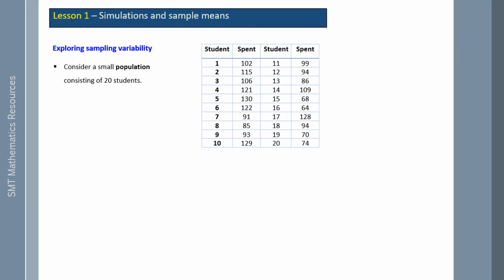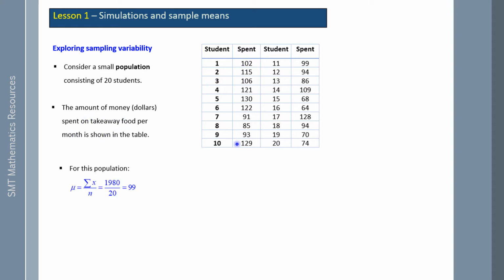Exploring sampling variability. Consider a small population consisting of 20 students. That's the whole population. You've got student 1 through 10, 11 through 20. Amount of money in dollars spent on takeaway food per month is shown in the table. This is the expenditure. For this population, mu is the sum of x divided by n, which is $99 per month. That's the population mean.